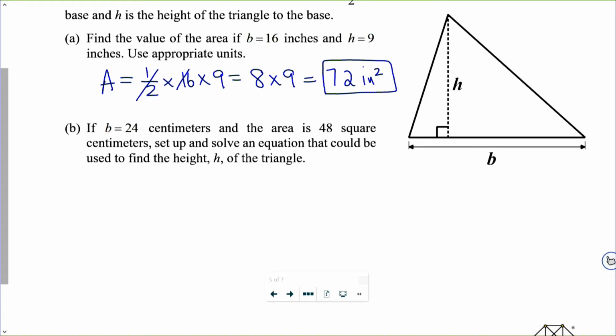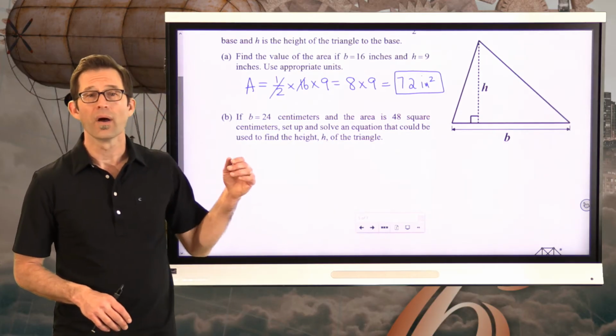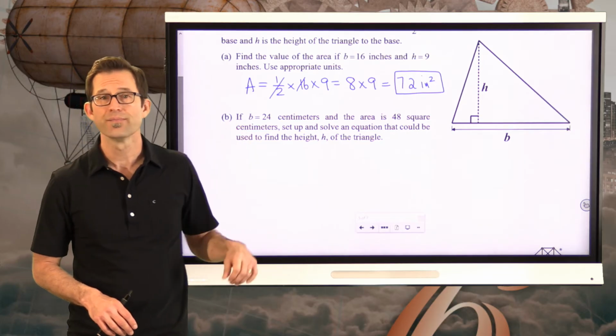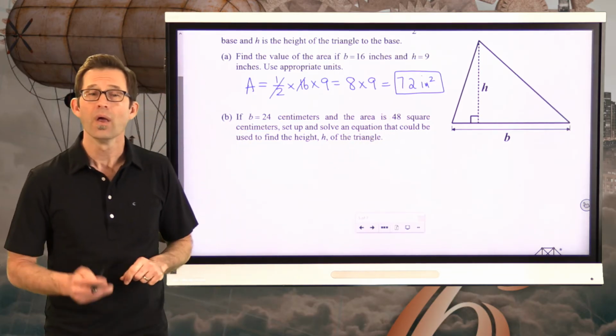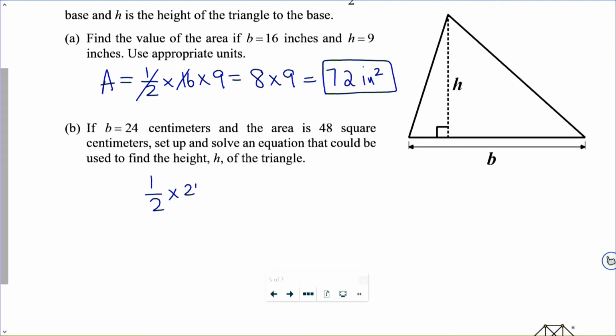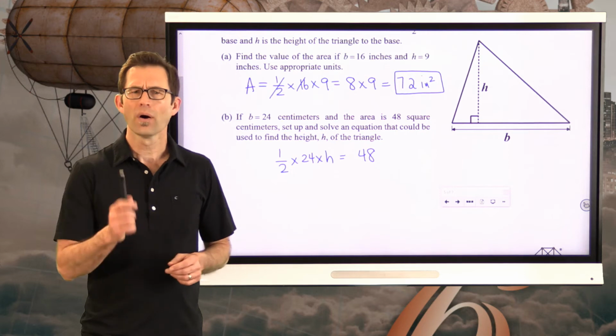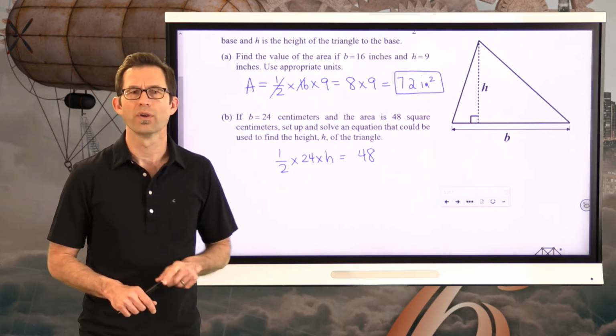Letter B. If B equals 24 centimeters and the area is 48 square centimeters, set up and solve an equation that can be used to find the height, h, of the triangle. All right, so this is classic algebra. I know one of the two lengths, I know the base, I know the area, and I want to find the other one. So what I'd like to do in this case is put down 1/2 times 24 times the height is equal to 48. And that's truly the formula that I want to use now to solve for the height. Pause the video now and see if you can solve this equation for h.